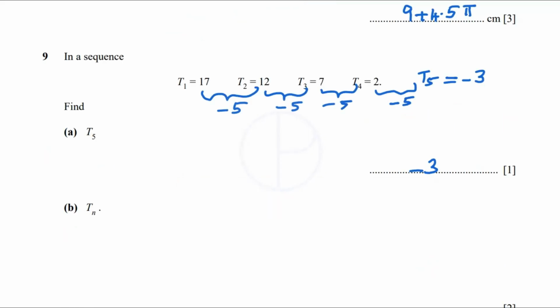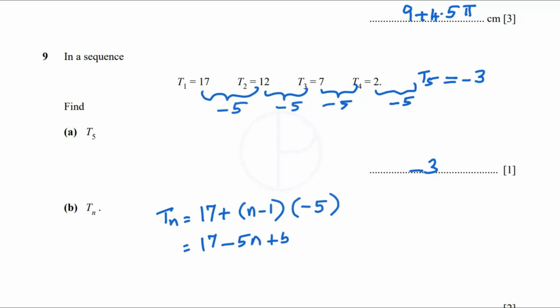To find the nth term, let's use the formula a, which is the first number, plus n minus 1 times the difference d, which is negative 5. Okay, this is the nth term: 17 minus 5n plus 5, which is 22 minus 5n.